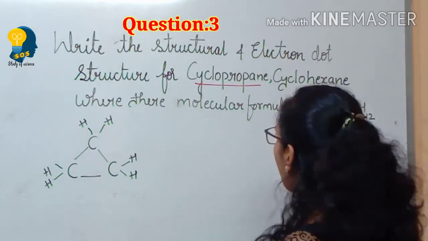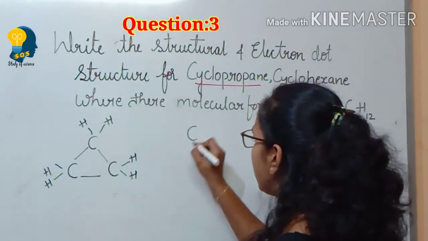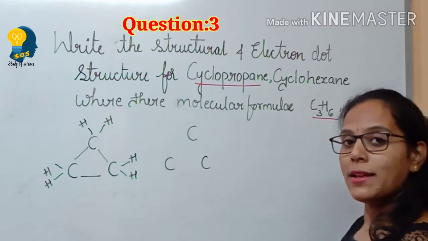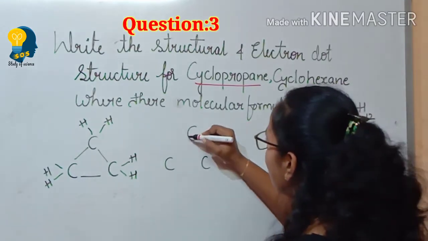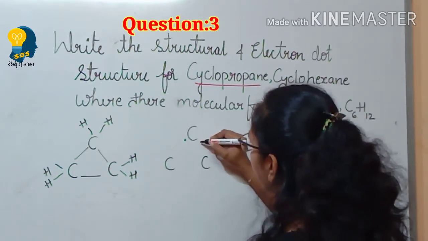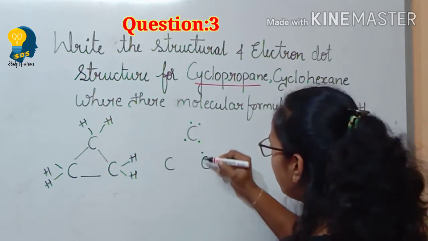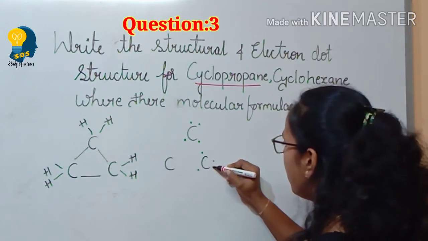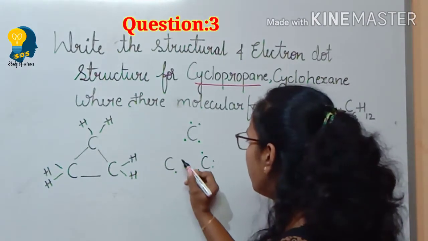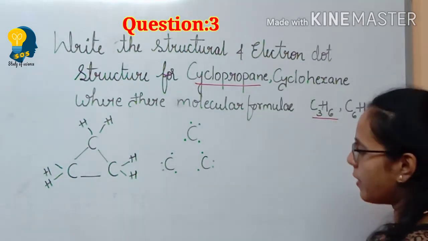Let me write the electron dot structure for this now. So similarly, I am going to write first 3 carbons. And what is the valency of carbon? The valency of carbon is 4. So let me write the valency of carbon. 1, and then 2 and 2 for hydrogen. Then 1, 2 and then 3, 4. So for each carbon I am writing 4 valence electrons. Then 1, 2 and 3 and 4. So now I have satisfied writing for carbon.